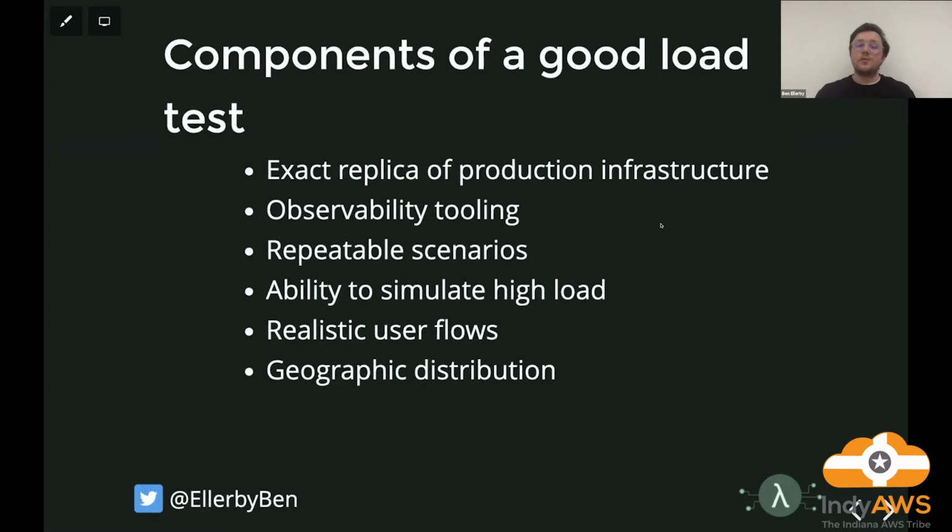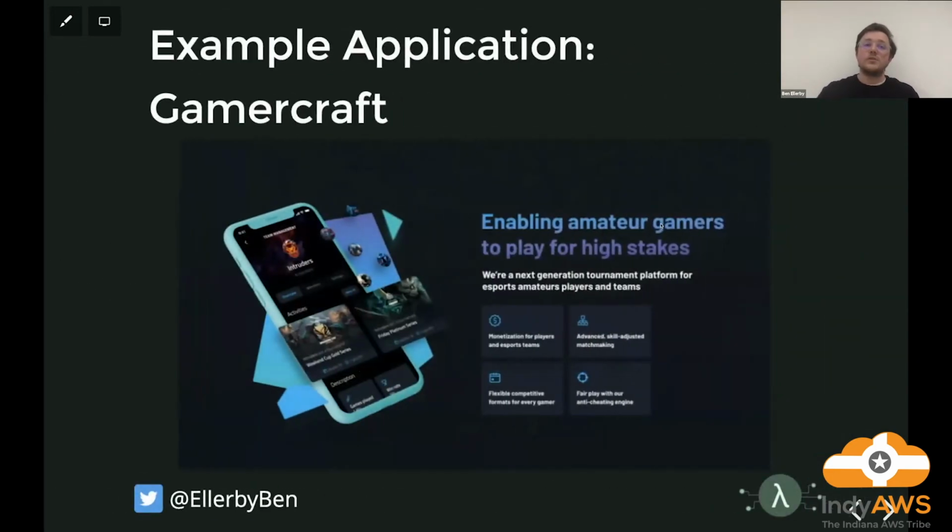We want the scenarios to be repeatable. We want to be as scientific as possible with this. We want to commit any experiments that we do to source control, both the scenarios that we were running and the results of the load test, so we can go back, rerun the load test and see if changes that we've made have actually improved the scalability. We need that ability to simulate very high load, and for serverless, particularly high load. And we want those user flows to be as realistic as possible. And finally, if we've got a multi-regional architecture, we need to think about the geographic distribution of our traffic, so it's not just hitting one region.